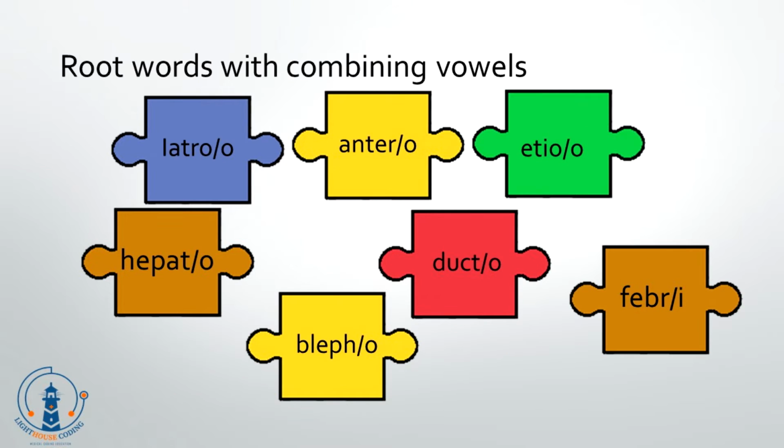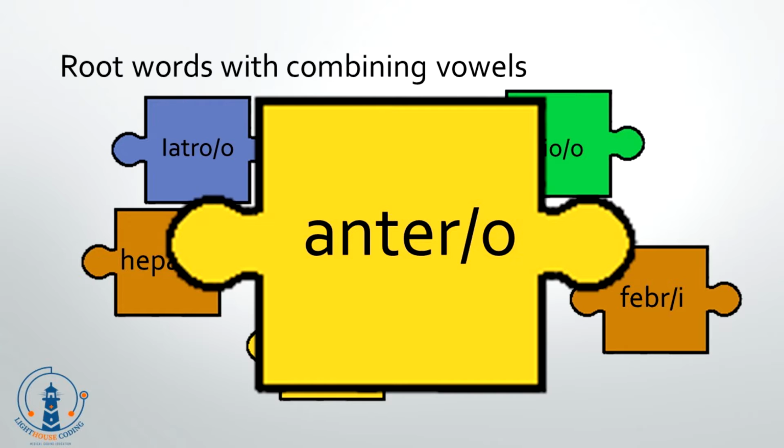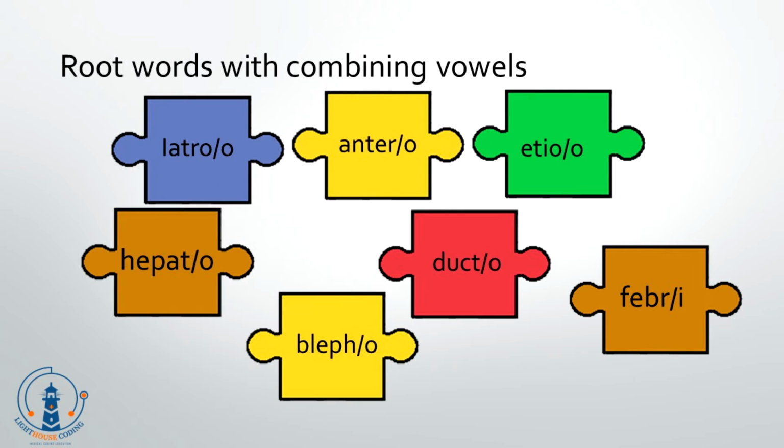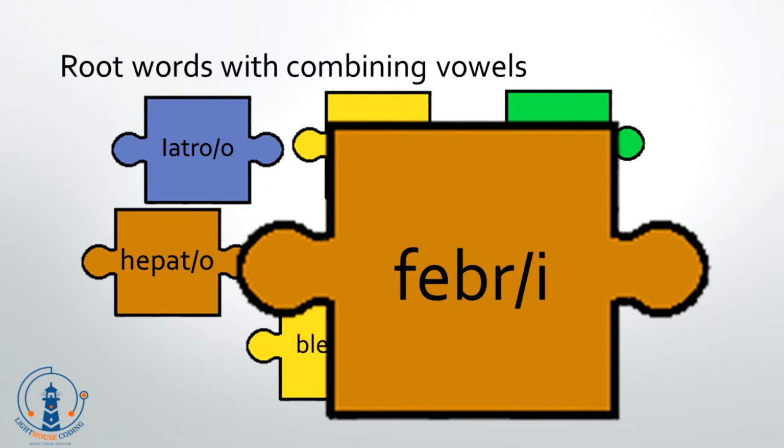Here are a few examples. Anter means towards the front, and the combining vowel is O. Hepit means liver, and the combining vowel is O. Go ahead and look at the list and see how the roots include a combining vowel. In the case of febra, which means fever, the combining vowel is an I.